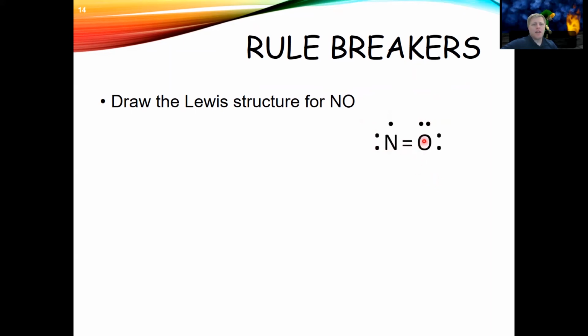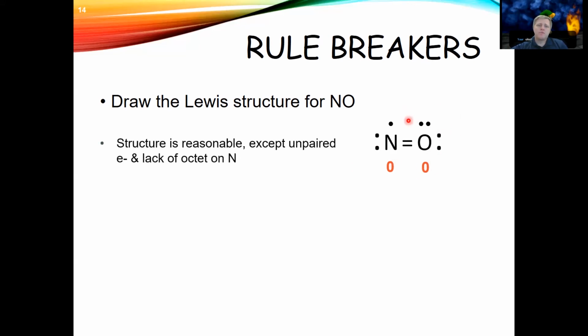So nitrogen is double bonded to oxygen. Oxygen has 2 lone pairs and 2 bonds, so it has a full octet. But nitrogen has one lone pair and a double bond, but it's also got this unpaired electron up here. Now, if you calculate the formal charge on both of these atoms, they actually both have a formal charge of 0. So they're both perfectly fine with this arrangement, and the structure would be reasonable except for that unpaired electron right there. So this type of structure is what we refer to as a free radical.